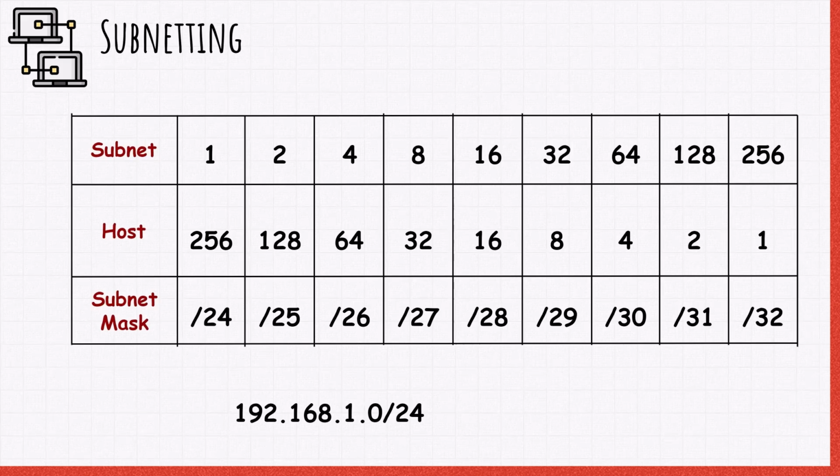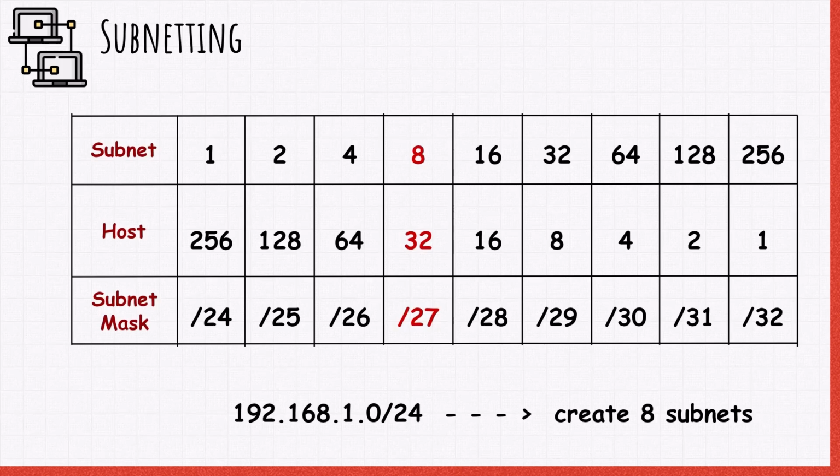So, for example, if we look at the previous table, and let's say that we were given a network ID of 192.168.1.0/24, and we are required to create 8 subnets from that ID. We would choose the 4th option in the table, which is 8 subnets, where each of those subnets would have 32 hosts, and those 8 subnets would have a subnet mask of /27. Let us look at that in a new table.